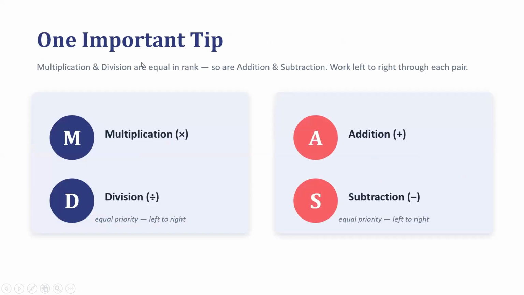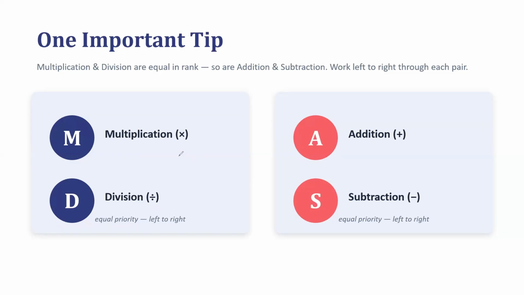All right, so another important thing to note in PEMDAS is that multiplication and division have equal priority. They are equal in rank. That's what we're trying to say. And the same thing goes for addition and subtraction. So in essence, what are we trying to say?